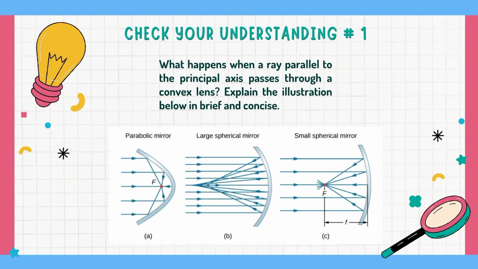And then in letter C, in a small spherical mirror, we can notice that parallel rays essentially cross at a common point. We can literally see the capital letter F represents the focal point and the small letter f represents the focal length. And then they form a common point because the rays gradually diverge from each other.